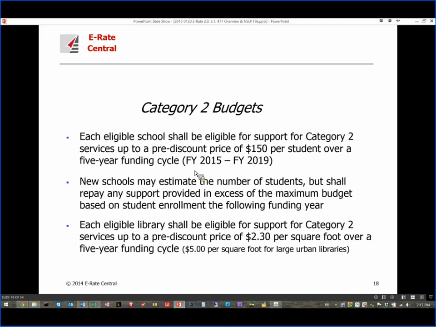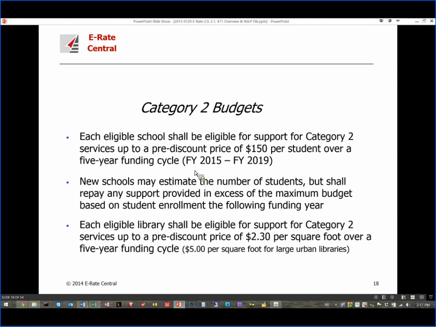Category 2 budgets are set up on a concept of a 5-year basis, so that over a period of 5 years, for every student you have in a specific school, you get a $150 budget for them. That is a pre-discount budget. So if I have 100 students in a building, then they would end up getting $15,000 pre-discount. Based on their discount, they would get the remainder of that.